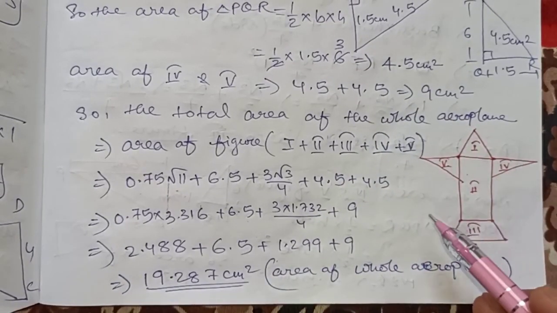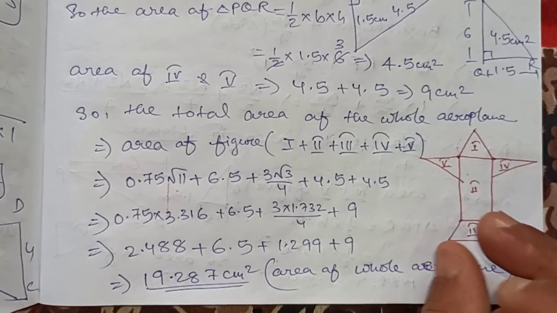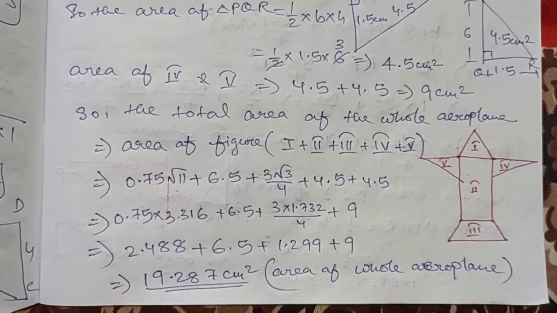So in this way we can calculate the area by distributing the bigger values into smaller parts. Then we can easily get the area.